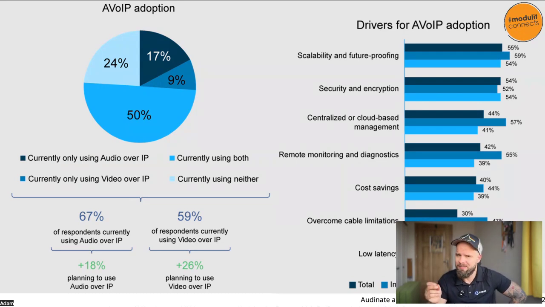AVoIP is considered now one of the safest technologies in terms of sending the signal from point A to B. The management, which is actually even better, can be accessed remotely or on site. So it's a very good addition to this technology. Cost savings, overcoming the cable limitations, and actually the latency these days is not that visible for specific standard codecs. So as you can see, it's growing and it's not going to stop.